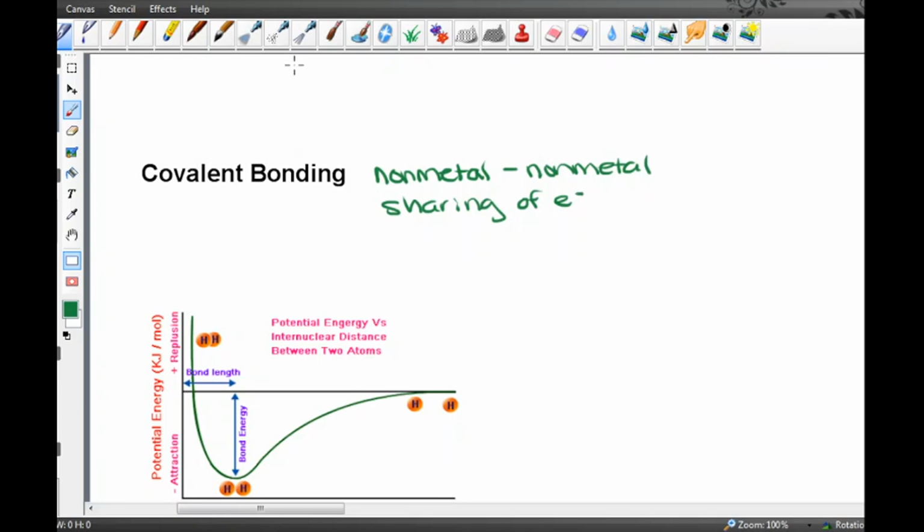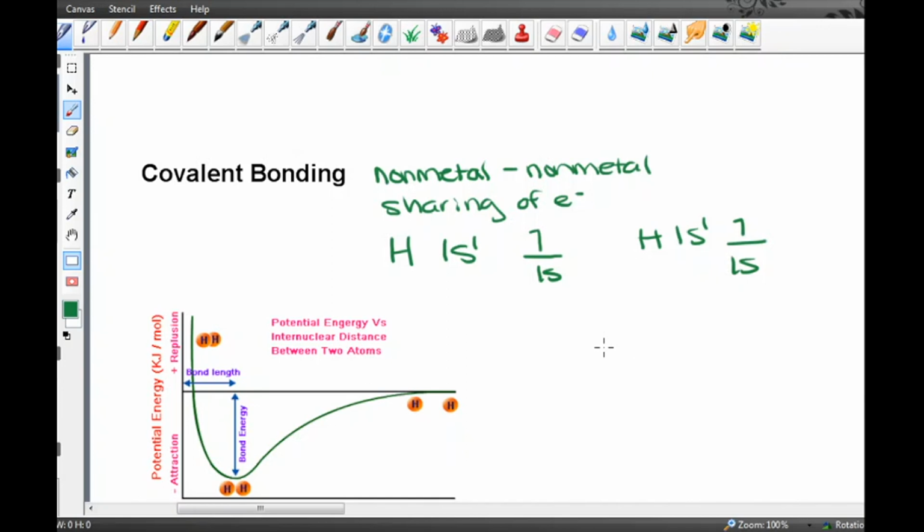Now, why do we share electrons? Same reason we transfer electrons, in order to get to a full valence shell. So if we look at the electron configuration for hydrogen, the 1s1, that is a 1s orbital that is half full. If I have another hydrogen atom with a 1s1, I can get to a full valence shell by sharing those two 1s electrons, because we know that a 1s2 is a full valence shell.